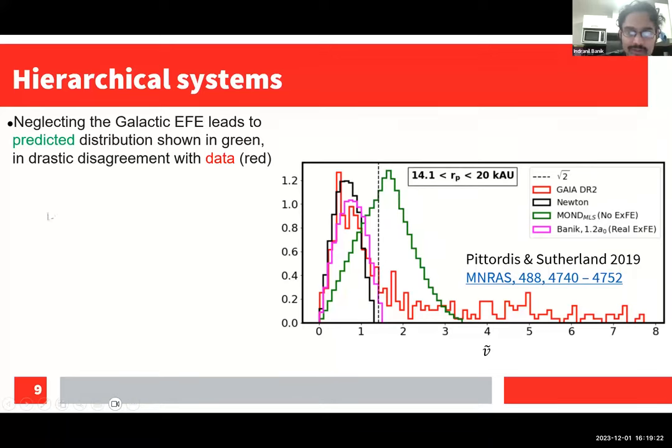MOND without the external field effect is completely ruled out. That's okay because MOND is supposed to have the external field effect. And if you do the MOND calculation more rigorously, basically, you'd get the pink distribution, which is hard to distinguish from the black distribution, which is the Newtonian case. However, the data don't really follow either, because there's some kind of an extended tail going up to much higher V tilde than is possible in basically any gravity theory.